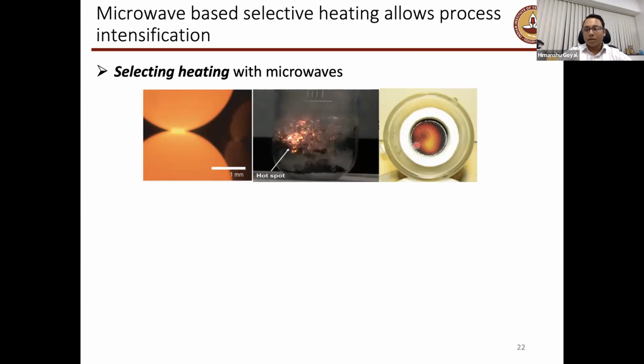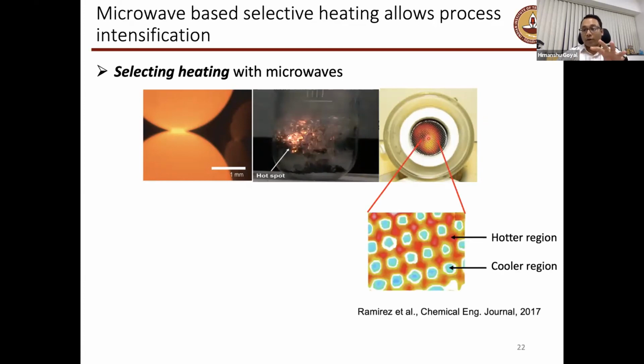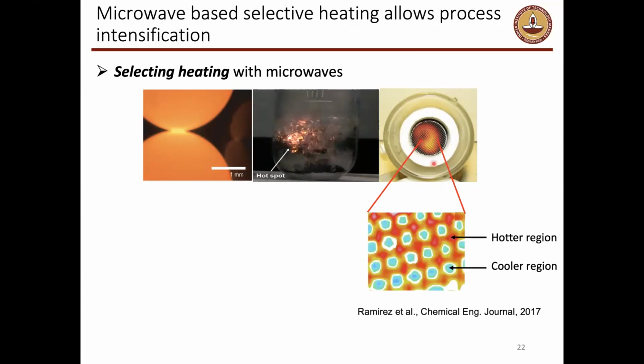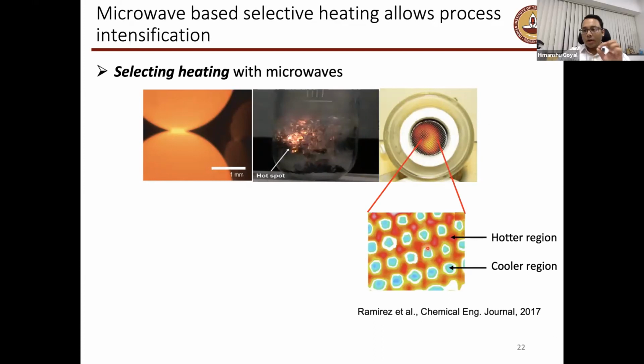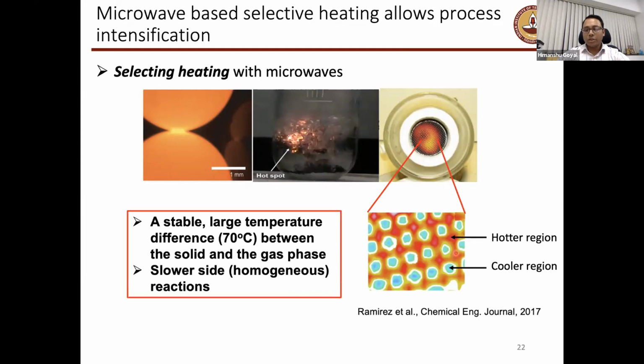Similarly, monolith has found a lot of attraction in the last 4 or 5 years in the scientific community, because we have seen that in the monolith, we can create a lower temperature zone in the hollow channels, and the solid phase will be at higher temperature. Specifically, it has been shown that up to 70 degrees Celsius can be maintained between the solid and gas phase. Let's imagine that we want to use a monolith for a catalytic reaction, where we want the reaction of interest to happen at the solid phase.